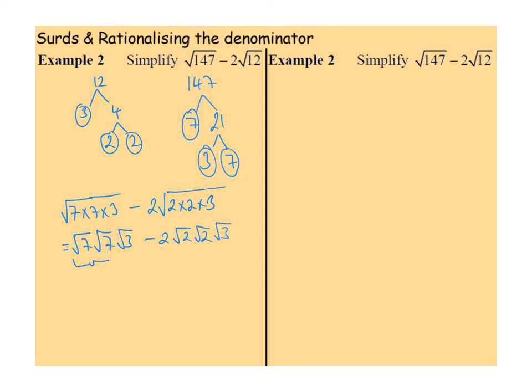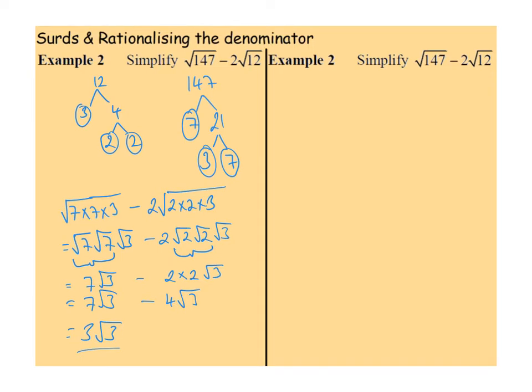These two together give me 7, and these two together give me 2, and 2 times 2 is 4, and 7 root 3 take away 4 root 3, 7 lots of something take away 4 lots of the same thing is 3 lots of the same thing. So 3 root 3.